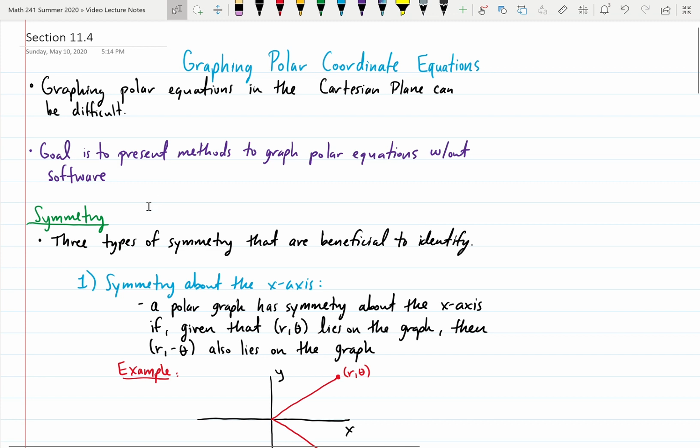All right, hello Calc 3 and welcome back to another video. Today we're going to be covering section 11.4, which is on graphing polar coordinate equations.